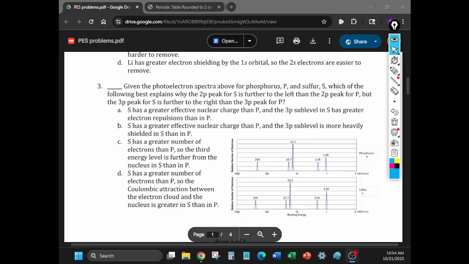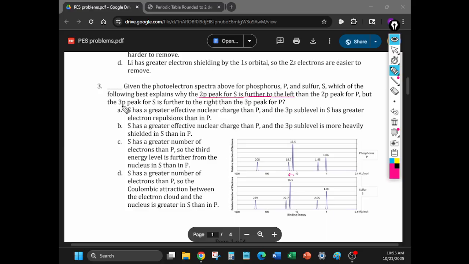Okay, so this question is a little bit tricky because there are 2 answers that are kind of correct, but you're looking for the better answer. Okay, so we'll talk about that. But basically, you're comparing the PES for phosphorus and sulfur. And there's 2 things they want you to think about. So first of all, it's asking why is the 2p peak for S further to the left? So if you take a look at sulfur, if you look at 2p, you're going to notice that it's more to the left right here, right? So it's harder to remove electrons from 2p.